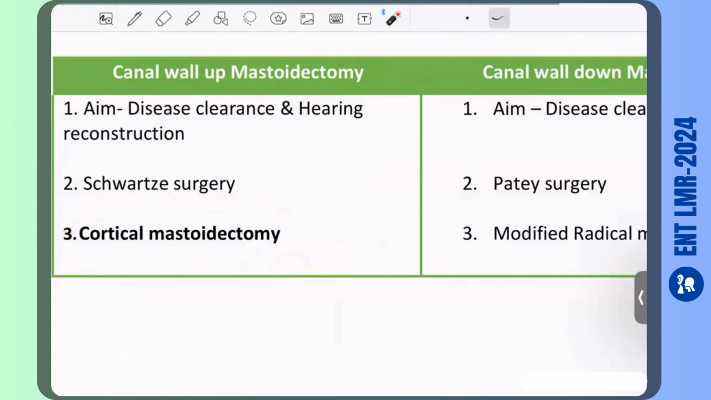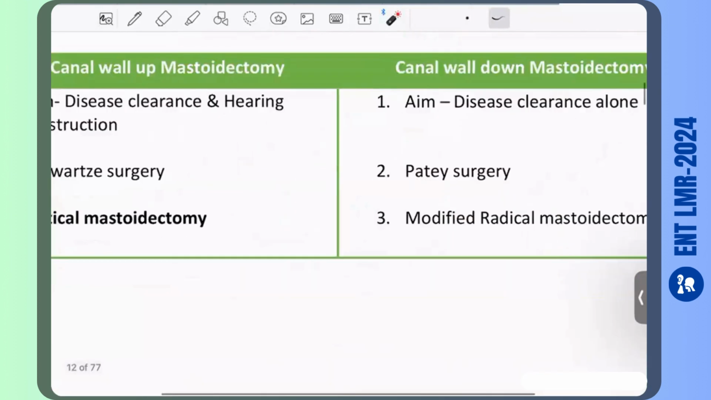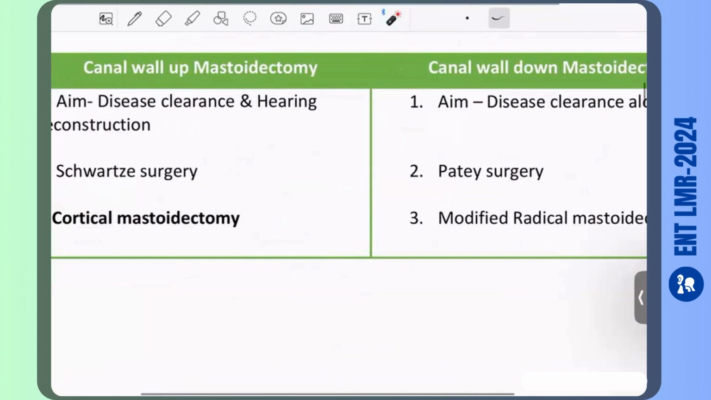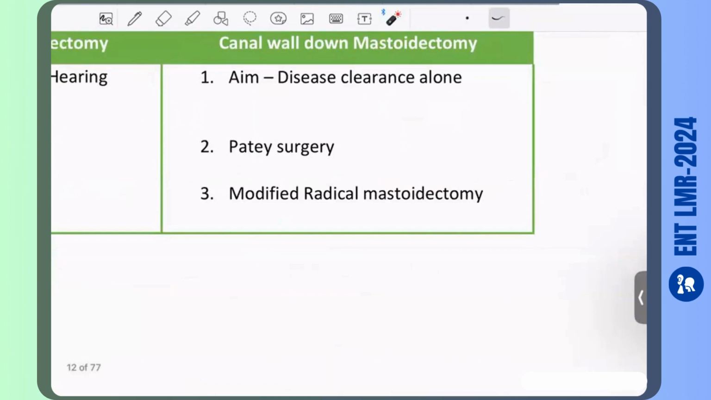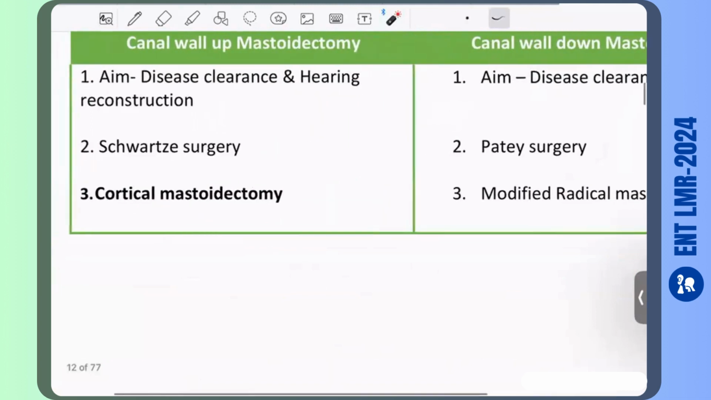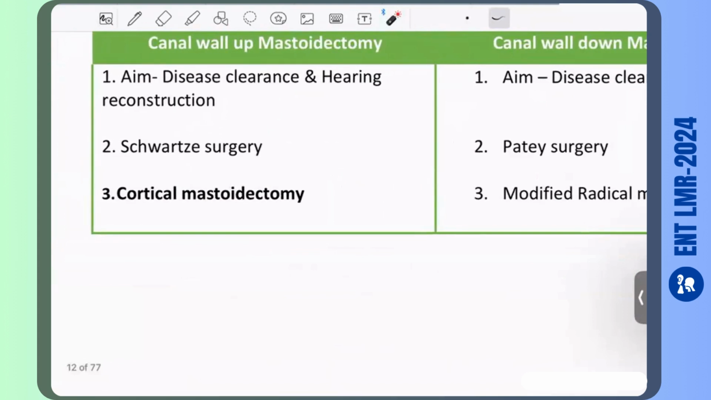If we preserve the posterior canal wall, so you look at this canal wall, it is called canal wall up mastoidectomy. If you don't preserve the posterior canal wall, it is called canal wall down mastoidectomy. This is done in modified radical mastoidectomy. If you do disease clearance alone, it is modified radical mastoidectomy. We are sacrificing the posterior canal wall. If we do disease clearance together with hearing reconstruction, it is called canal wall up mastoidectomy or cortical mastoidectomy. All right.